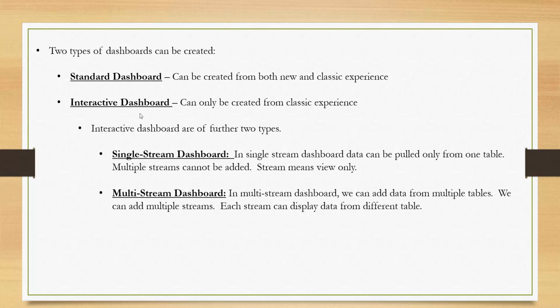Further, interactive dashboard is split into two parts: single stream dashboard and multi-stream dashboard. In single stream dashboard, we can pull data only from one particular table, one view. In multi-stream dashboard, we can pull data from multiple views, multiple tables. Over here, you can understand stream as a view. So in single stream, we can display only one view. In multi-stream, we can display multiple views from multiple tables.